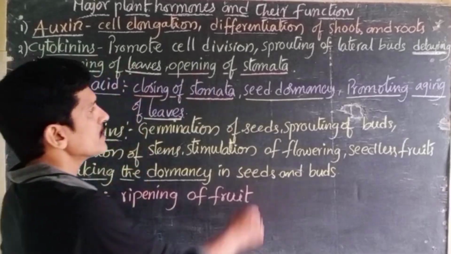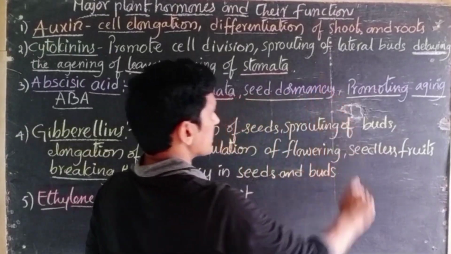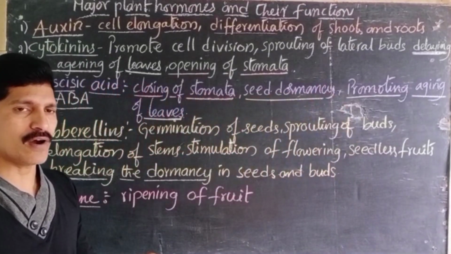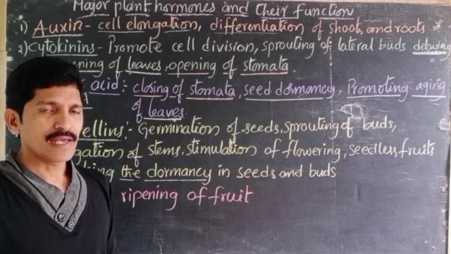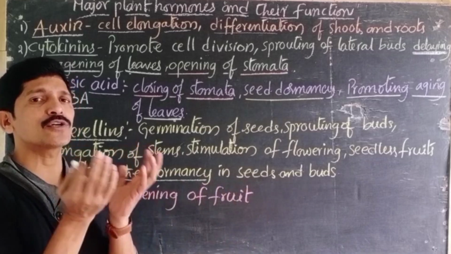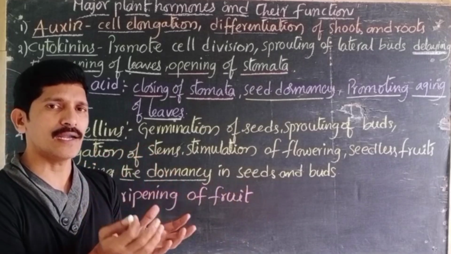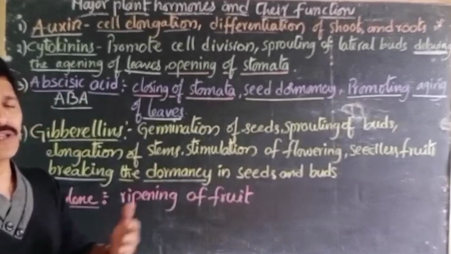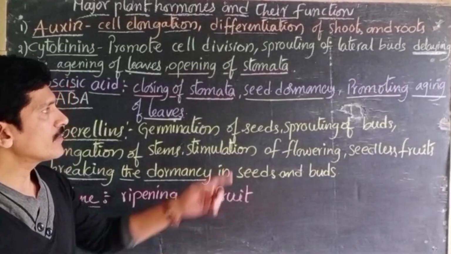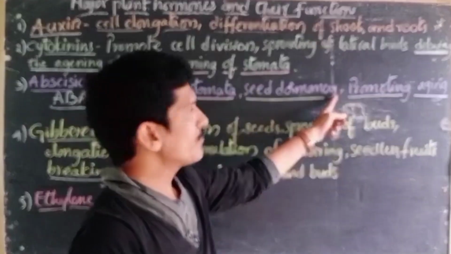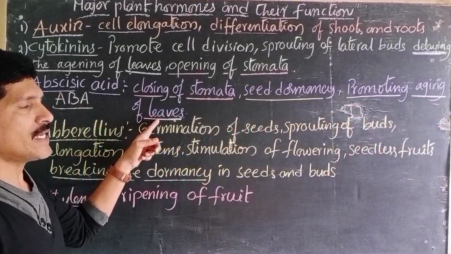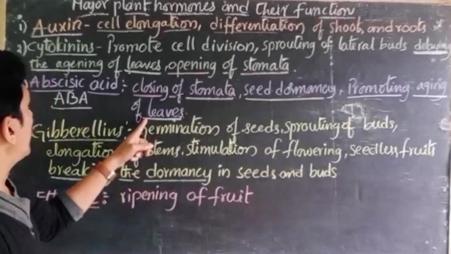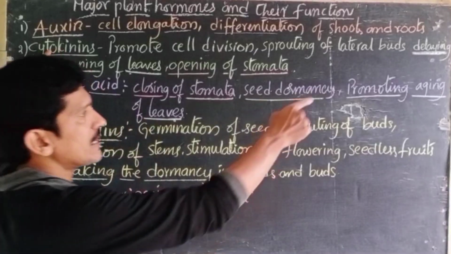And also seed dormancy. Seed dormancy in the sense that when farmers are sowing seeds, all the seeds may not germinate. Some seeds have an outer seed coat that is a little tough and harder, so the seeds cannot grow immediately. That's called seed dormancy. And here, abscisic acid promotes aging of leaves, whereas cytokinins delay the aging of leaves.